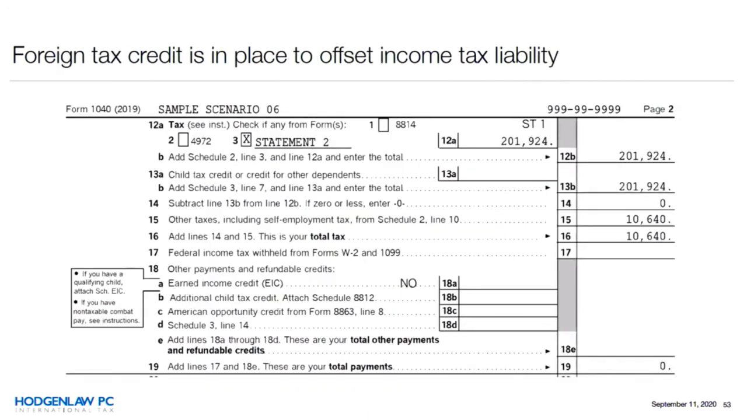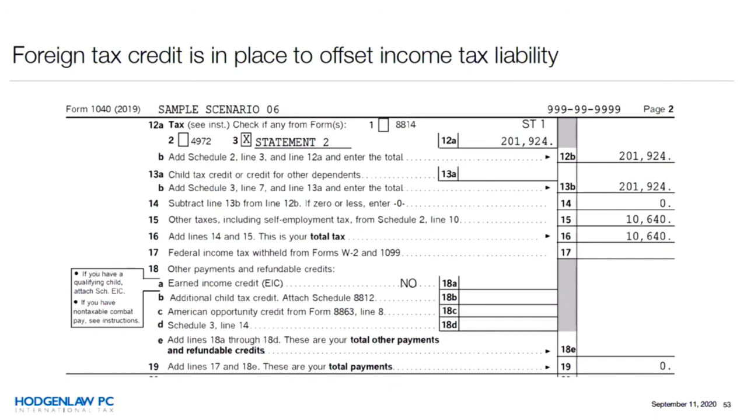This is, again, the excerpt from the scenario that you have a copy of. And so let's just quickly look at what's happening. So line 12A, you've got $201,924 of individual income tax liability, of which $63,000 is the income tax liability computed on global intangible low taxed income that's passed through. And the rest of it is the income tax liability on the dividend received. Adds up to $201,924.